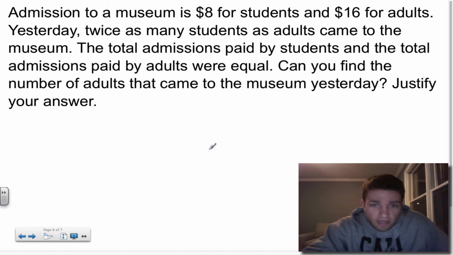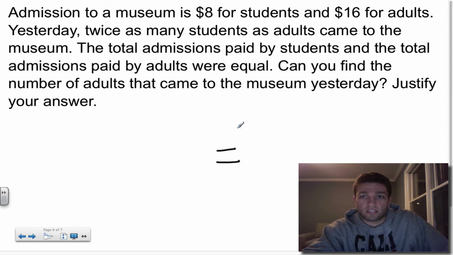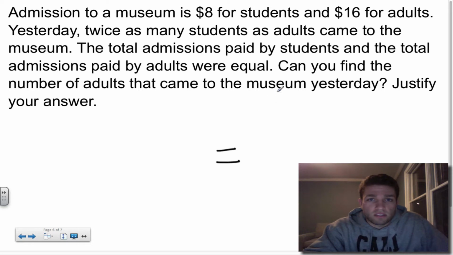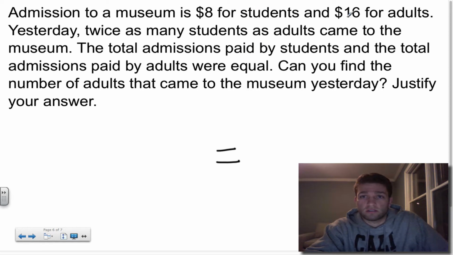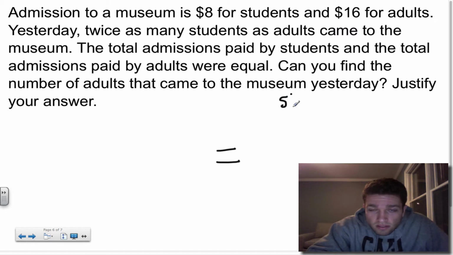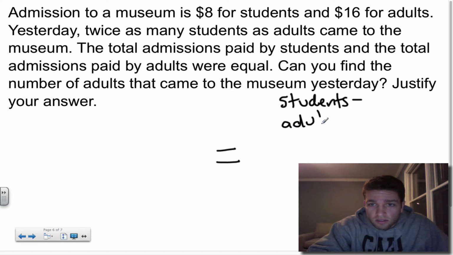So right off the bat, I know I'm going to have something equal to something else. It says it was equal. Can you find the number of adults that came to the museum yesterday? Justify your answer. So first off, let's set up some variables. What do we know? We know the cost for students and the cost for adults. We don't know how many students came and we don't know how many adults came. So let's set up some variables to start us off.